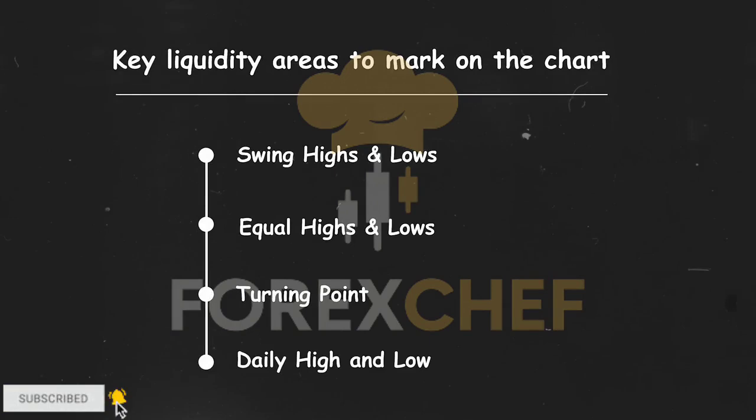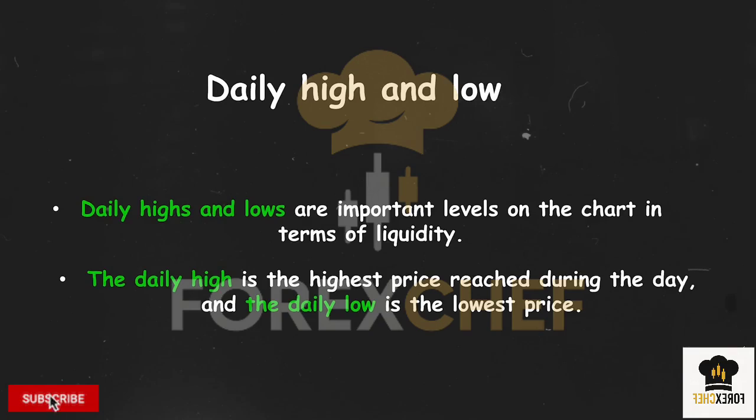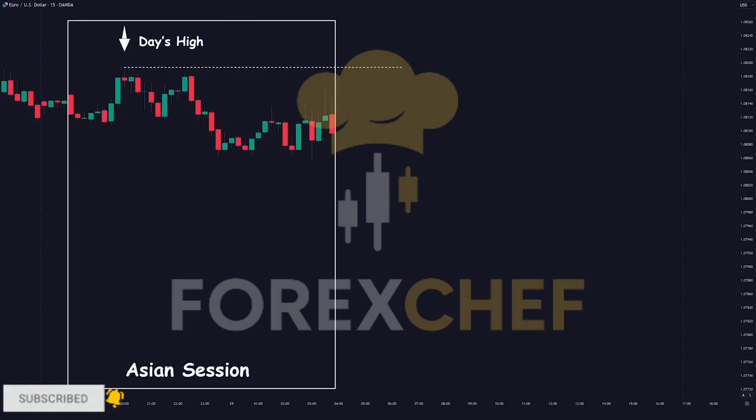Daily high and low. Daily highs and lows are important levels on the chart in terms of liquidity. The daily high is the highest price reached during the day, and the daily low is the lowest price. These levels often attract a lot of attention from traders, with many placing their stop-loss orders or pending orders around these areas, making them full of liquidity.